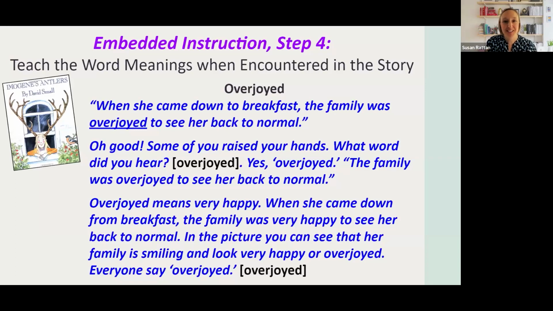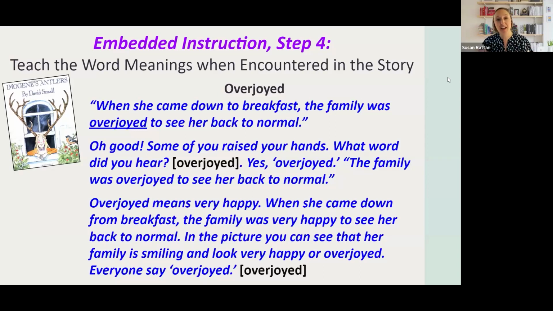And then you'll go on to say, overjoyed means very happy. When she came down from breakfast, the family was very happy to see her back to normal. In the picture, you can see that her family is smiling and look very happy or overjoyed. Everyone say overjoyed. And so that's what you would do for each of the words that you selected ahead of time. As you can see, it's pretty brief, but it gives them a lot of good information.